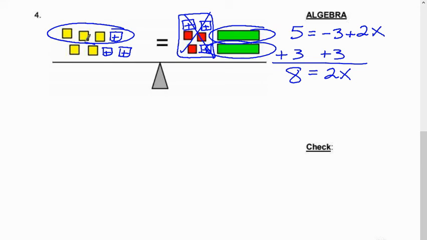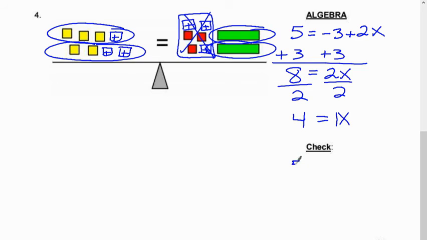There's one group. There's a second equal group. And I can see that each group has 4 in it. So I just divided both sides by 2. And when I divided the right side by 2, 2x divided by 2, there was 1x, one variable in each group. On the left-hand side, when I took the 8 and divided it by 2, there were 4 in each group. Let's do the check.